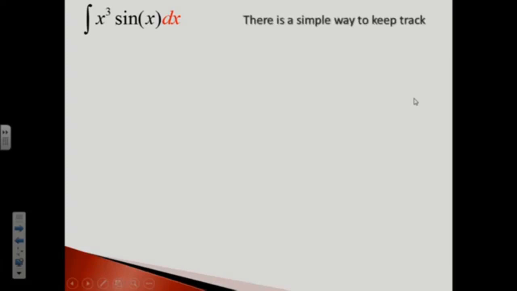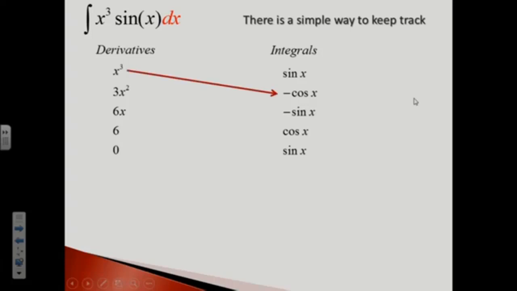There is a simple way to keep track when we do integration by parts several times. We write in the first column the function we choose as u, taking derivatives of this function until we get 0. In the second column, write the part that we choose as dv without dx. Take the integral of this function to the same level as the first column where the derivative is 0. Now, take the product of the first term in the derivative column with the second term in the integral column, the second term in the derivative column with the third term in the integral column, etc.